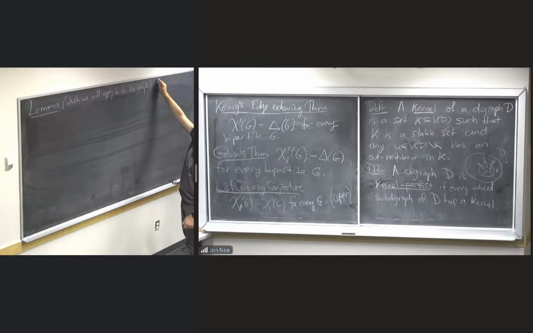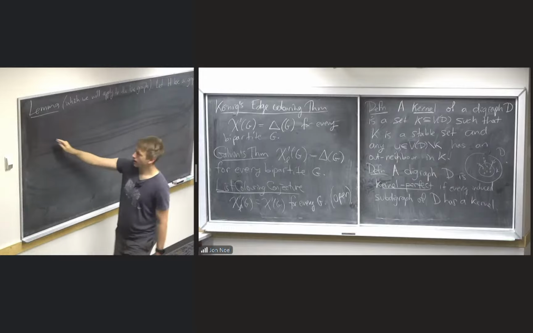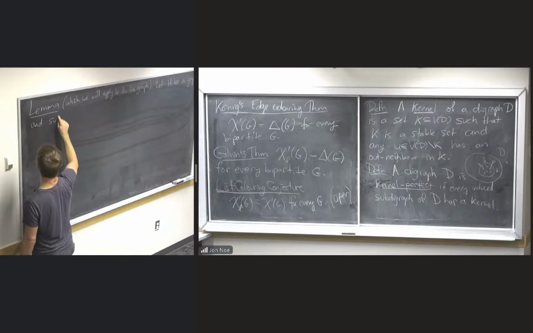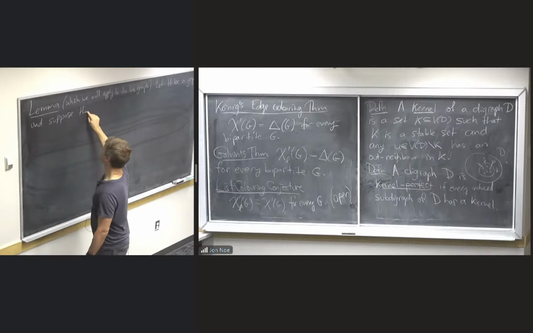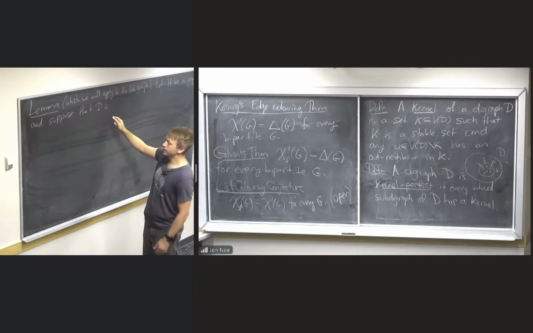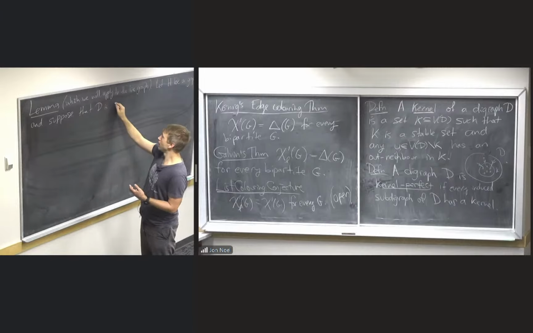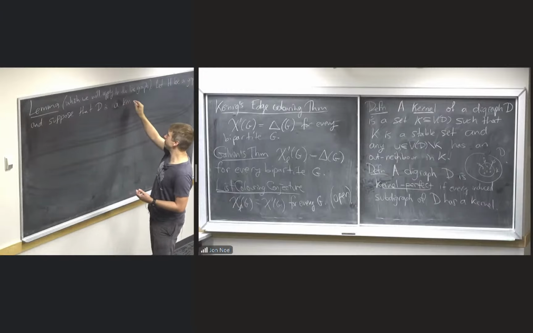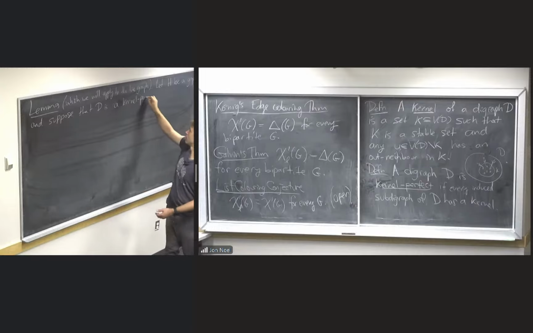Okay, so let H be a graph, which is going to be the line graph of G later. And suppose that D is a kernel perfect digraph obtained by orienting the edges of H.